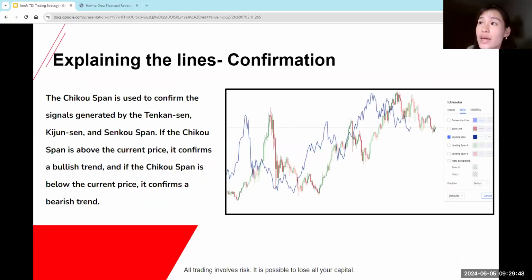Now the last step to this is your confirmation. And this is the Chikou span, and it's used to confirm the signals generated by the Tenkan Sen, Kijun Sen, and Senkou span. If the Chikou span is above the current price, it confirms a bullish trend. And if the Chikou span is below the current price, it confirms a bearish trend. So the Chikou span here is basically the blue line here, and the rest of the lines we've mentioned earlier already.